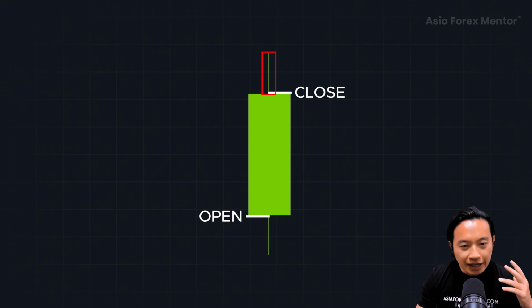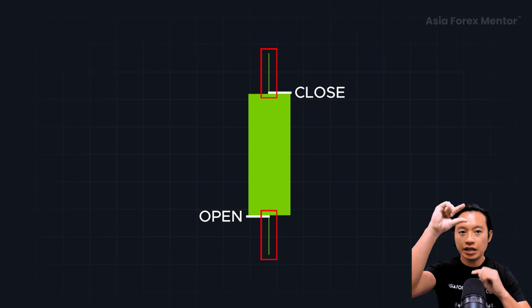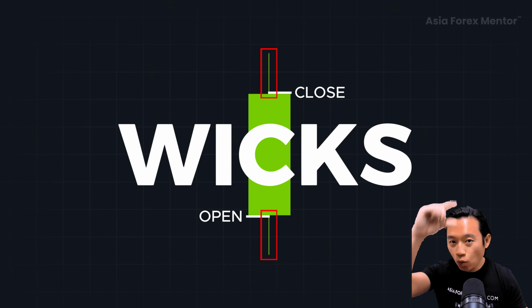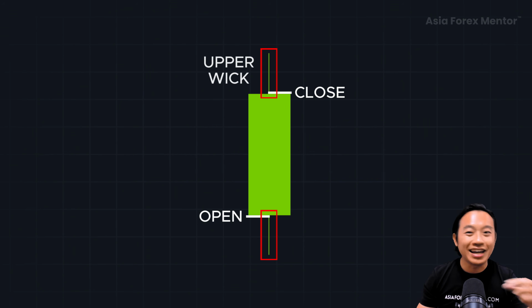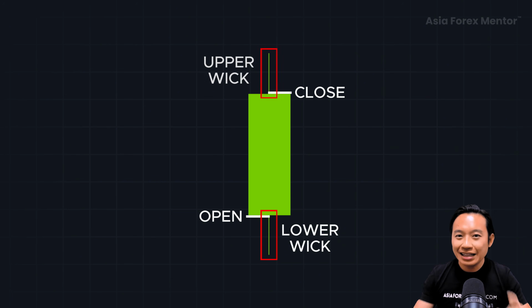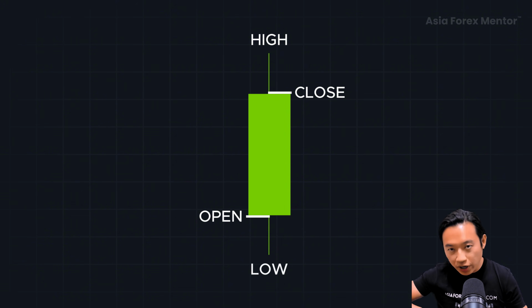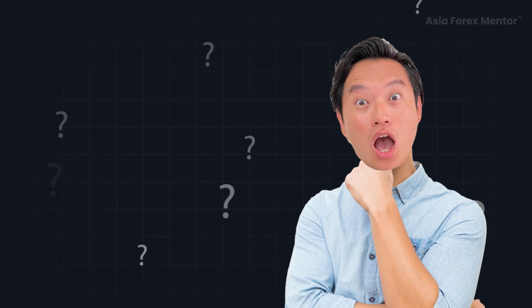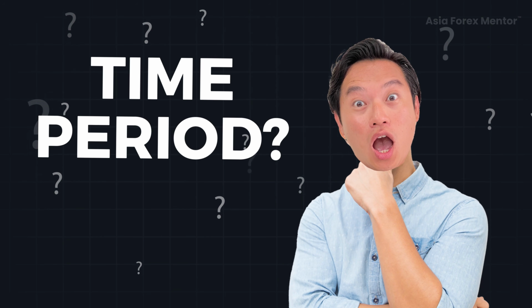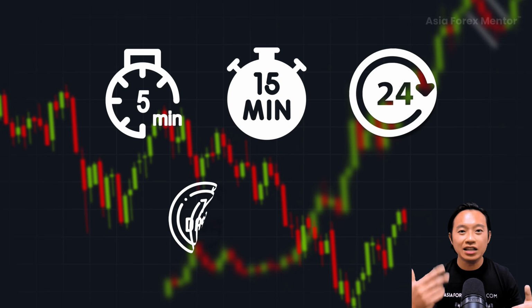Now, these lines you see above and below the candlestick body are known as what? The wicks. The upper one, the one at the top, is called the upper wick and the lower one is called the lower wick. The upper wick shows us the highest point it reached during the period, and the lower wick shows us the lowest point it reached during the period. Now, you might be wondering what exactly is meant by the time period. Which is what we have talked about just now, right? The 5-minute, the 15-minute, the daily, the weekly, the monthly.